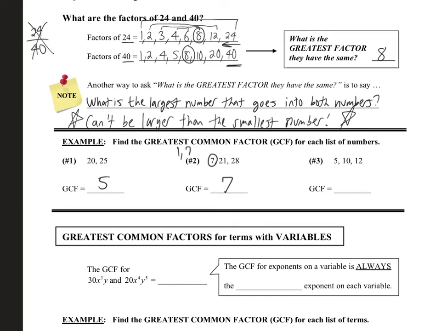What's the greatest common factor between 5, 10, and 12? They actually have no greatest common factor other than 1, because the factors of 5 are 1 and 5, and 5 does not go into 12. So the greatest common factor when there are no factors in common is just 1 because every number is divisible by 1. Okay, let's keep moving along.